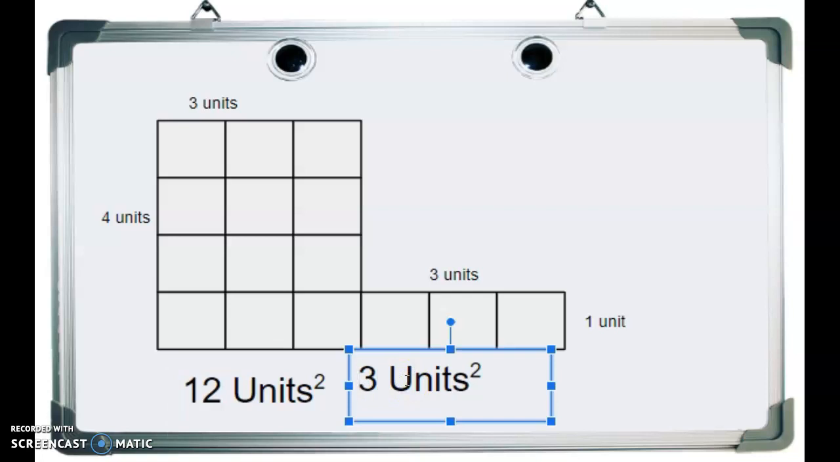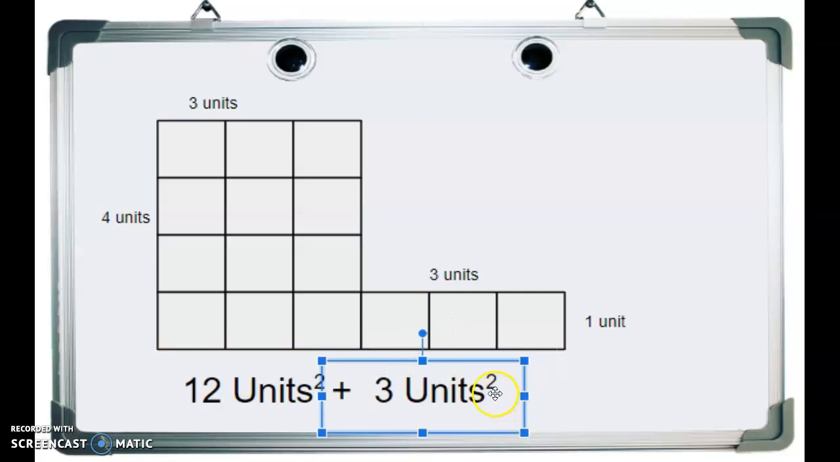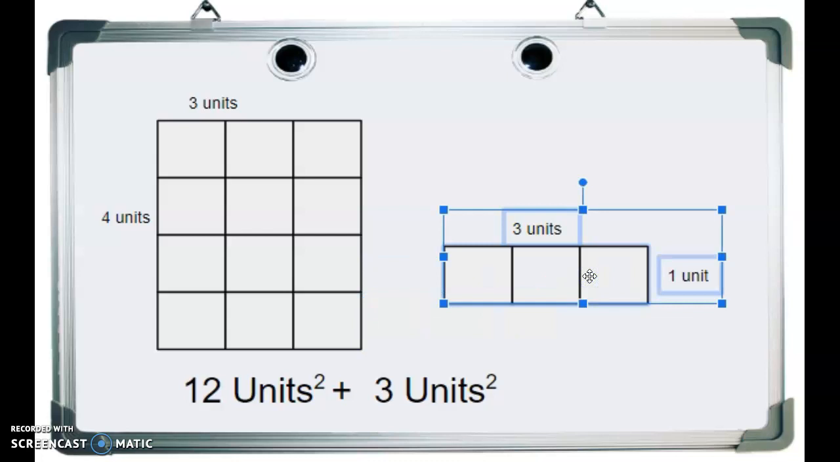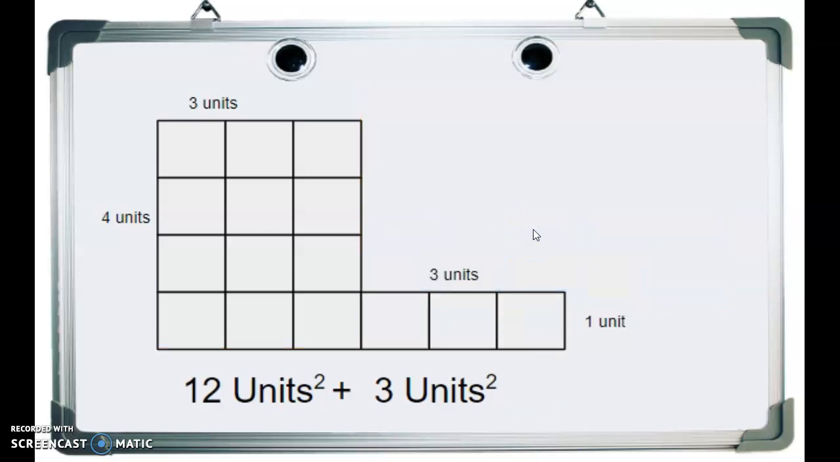Okay, so right here I have 12 units plus 3 units. What is 12 units squared plus 3 units squared? What is 12 plus 3? That's right, it is 15 units squared. So I can know by counting and by adding together these two that it's the same. And this is how, besides counting, I know it works. I'm taking this rectangle's area and adding it to this rectangle's area. So I know that's how it gets its area.